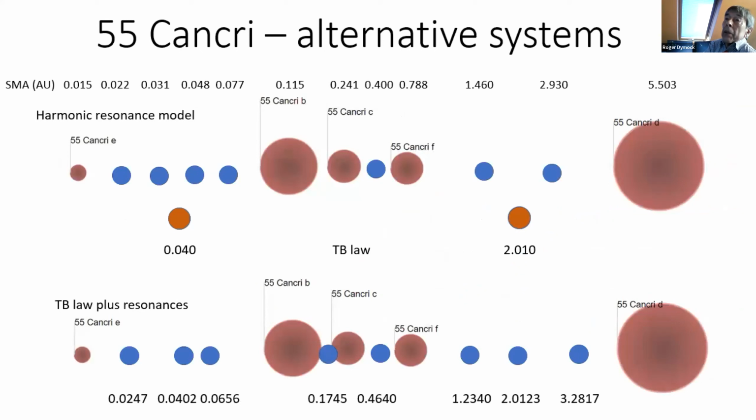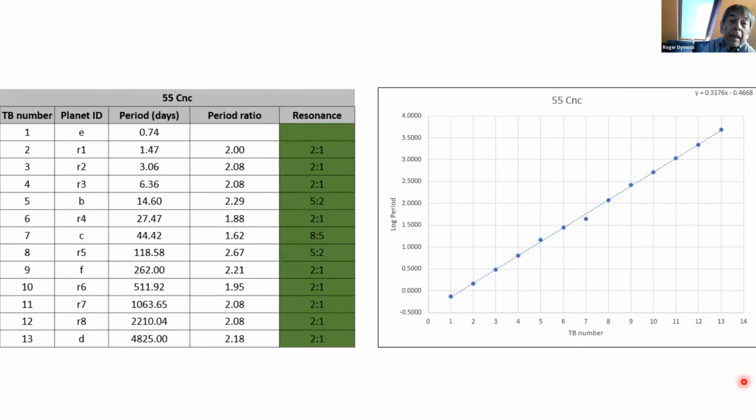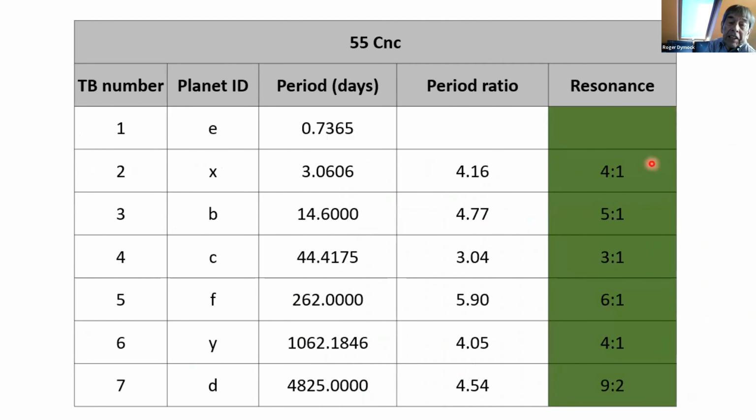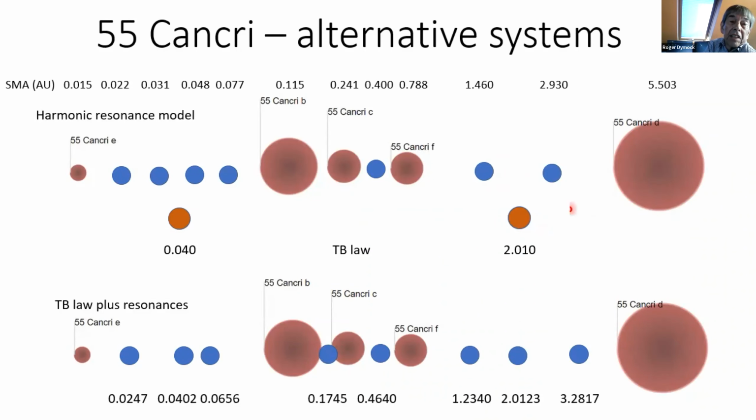So what do we get with the TB law and the harmonic resonance system? You remember the harmonic resonance paper, put the additional planets in here. The TB law with the high values of resonance sit in there, just the 2. But if I use the more acceptable values of resonance, we get this. So both the TB law and the harmonic resonance system come out with very similar answers.